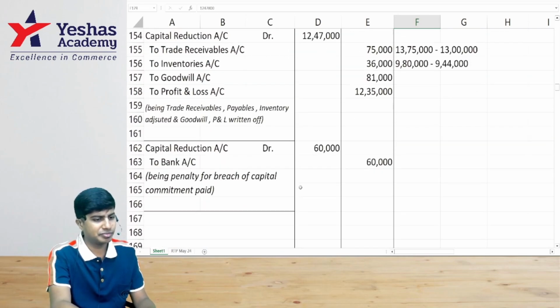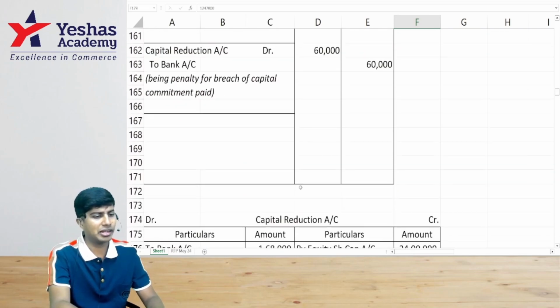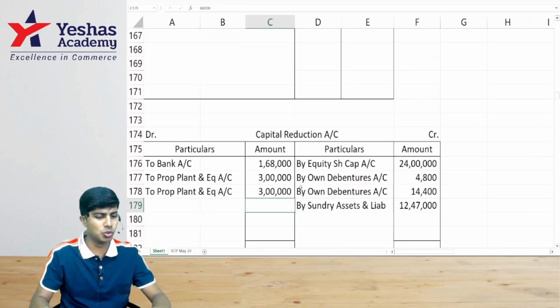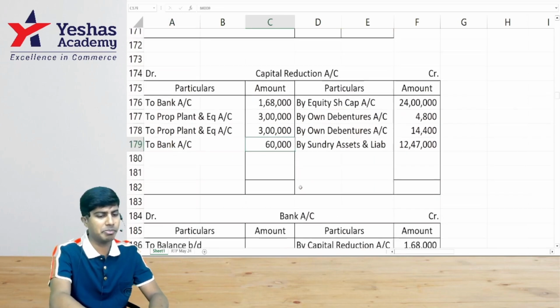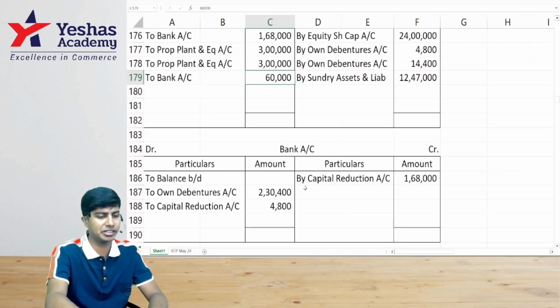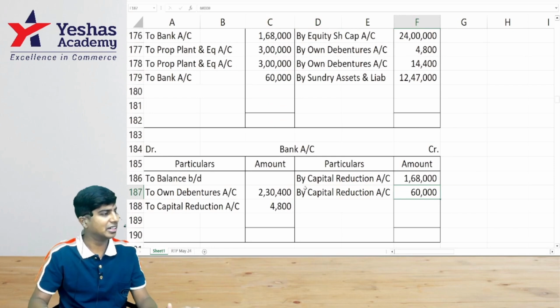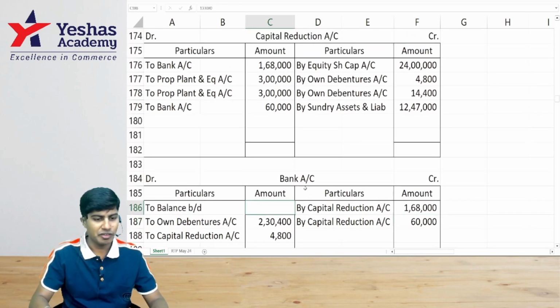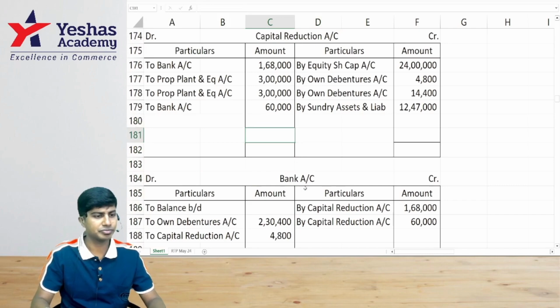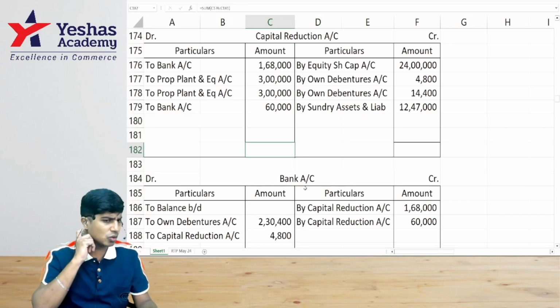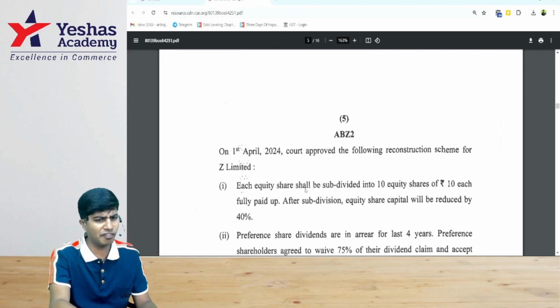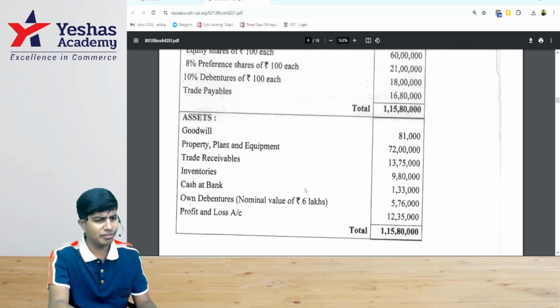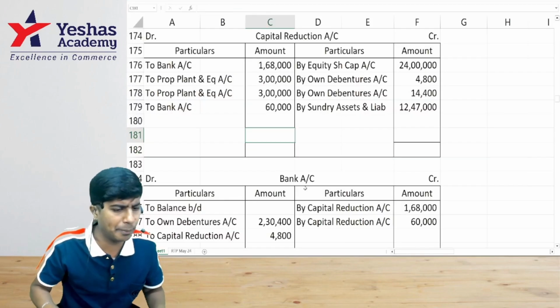Then after that, capital reduction to bank. In capital reduction account, I'll write to bank, 60,000. In bank account, I'll write by capital reduction, 60,000. Done. Everything is over. In capital reduction account, identify the balancing figure. It will be transferred to capital reserve. I think we have P&L account debit balance in the balance sheet. Did we write off goodwill also? So then it will be going to capital reserve only.